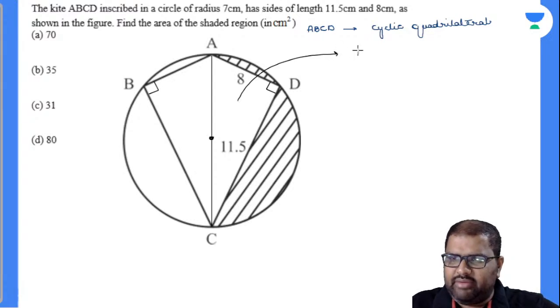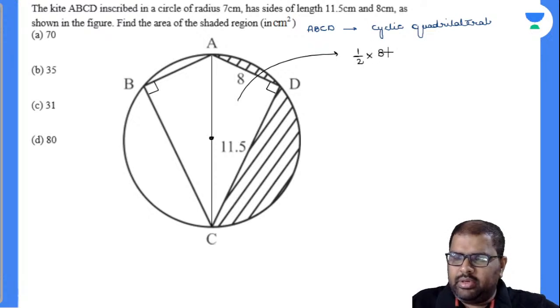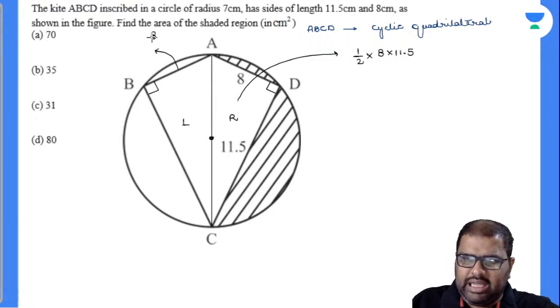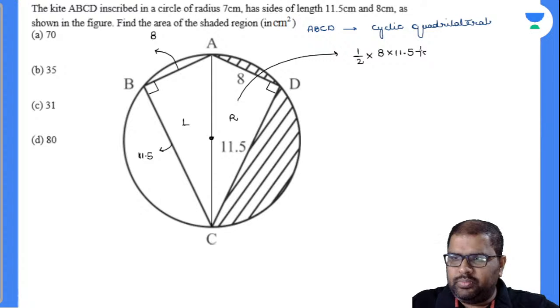Area of this triangle will be equal to half into 8 into 11.5, the perpendicular sides. How many such triangles are there? Left and right, both are the same, because in a kite two pairs of adjacent sides will be equal. This is 8 and this will be 11.5. Kite property is this. Into 2.